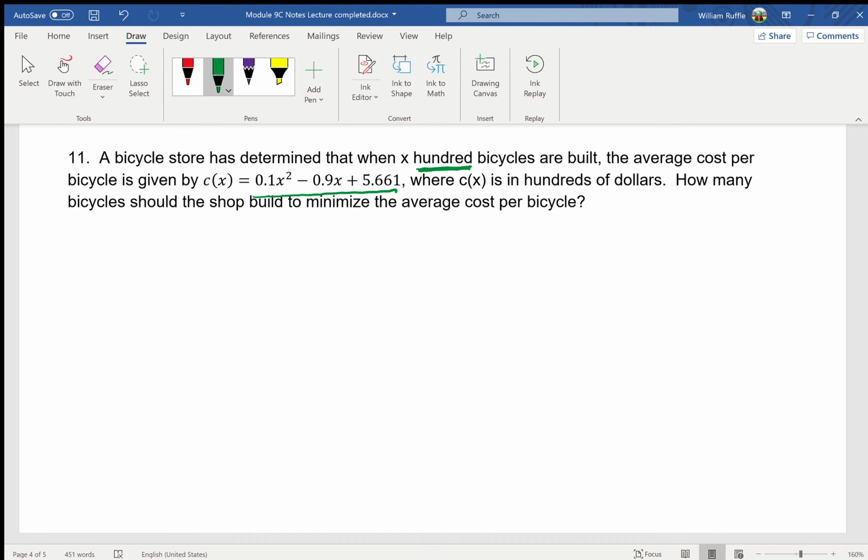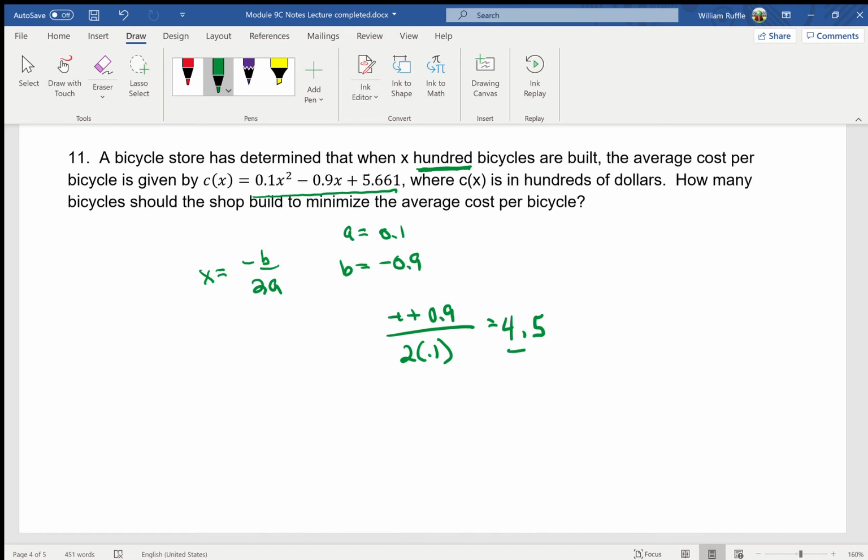So we're trying to minimize something. So again, where is my vertex? It's always at negative b over 2a. My x value is always that. So in this case, a is equal to 0.1, b is equal to negative 0.9. So it's negative 0.9, which is really just a positive, over 2 times 0.1. Plug this in the calculator, and I get 4.5.